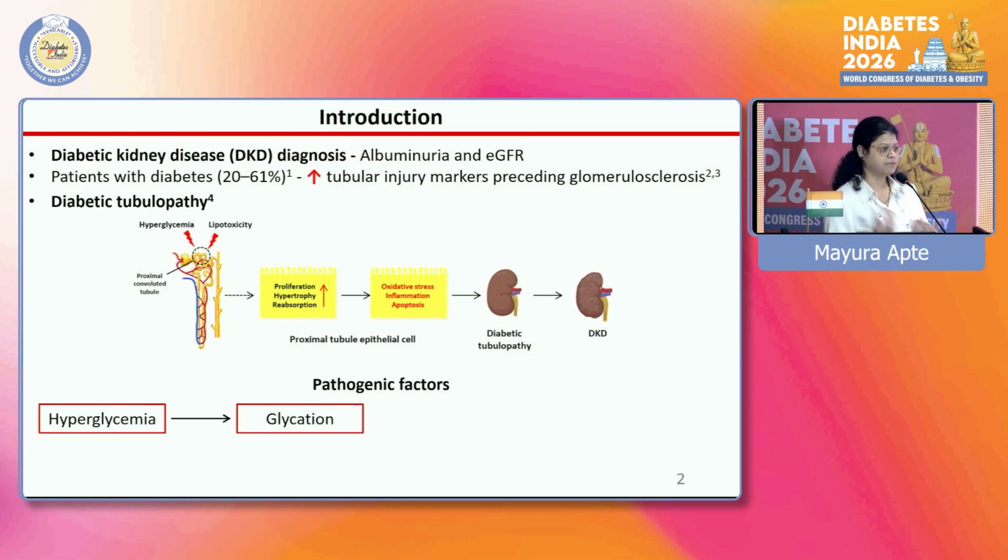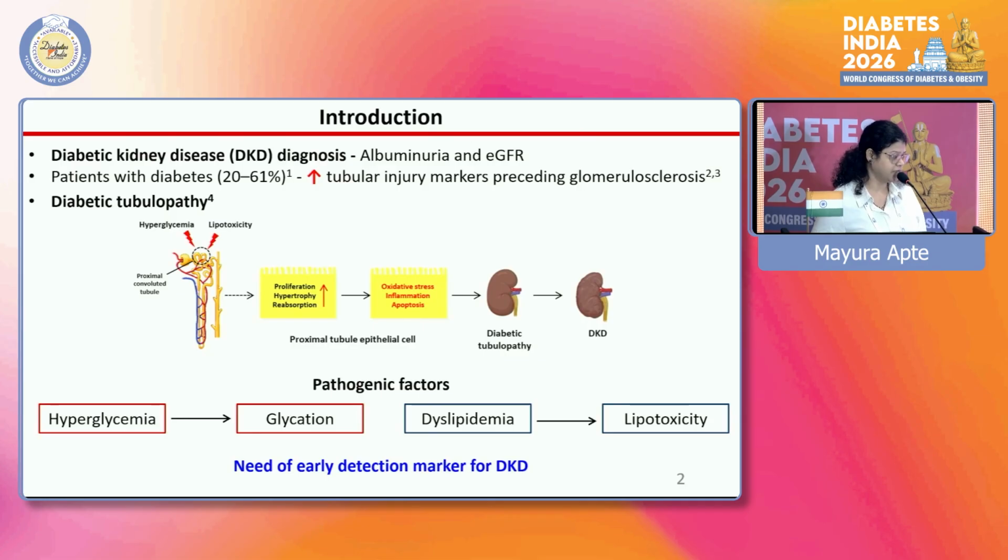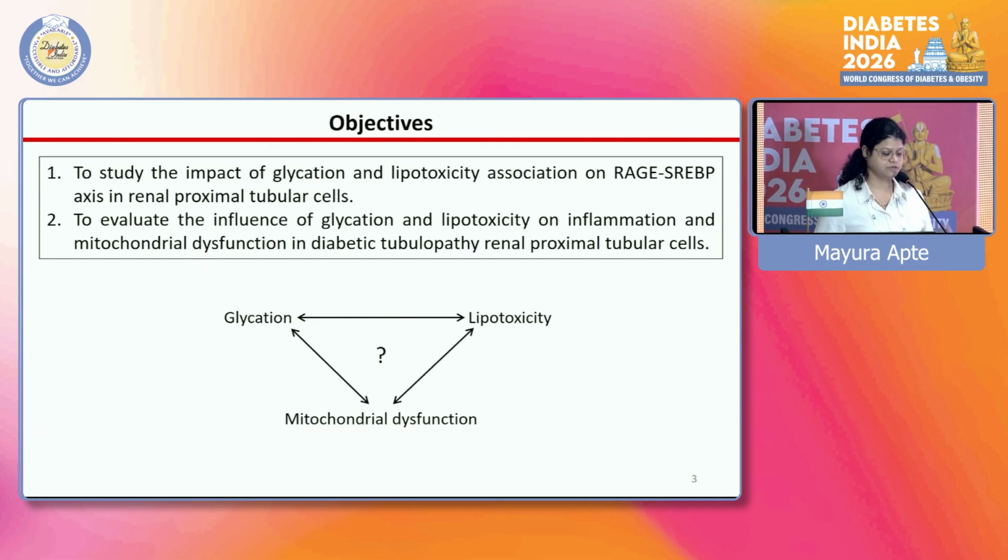There are many pathogenic factors responsible for DKD pathogenesis, and one of them is hyperglycemia-mediated non-enzymatic glycation reaction, and another is dyslipidemia leading to lipotoxicity. As discussed in the morning, the focus was on early detection of DKD, and hence, considering this emerging diabetic tubulopathy and these pathogenic markers, there is a need for an early detection marker of DKD. It is the need of the hour.